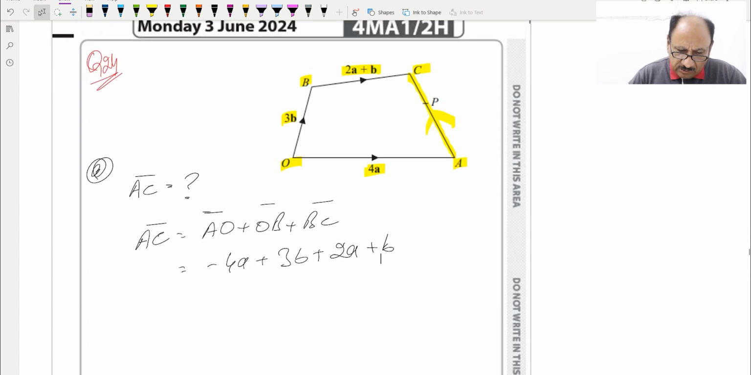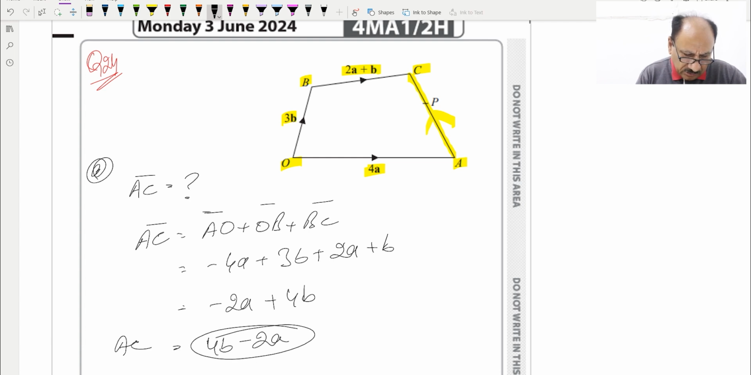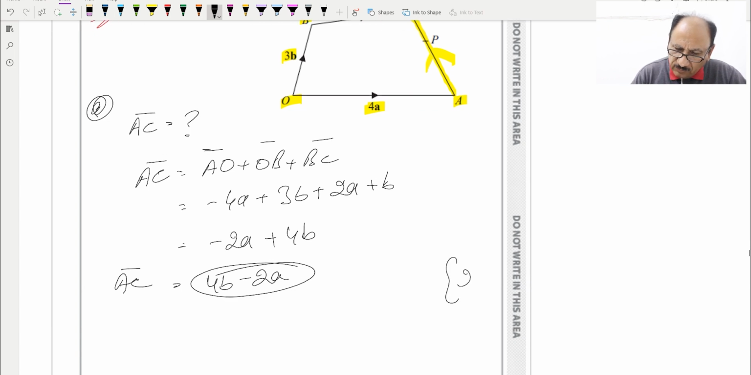And this one we can simplify. This will be equal to minus 4A plus 2A will be minus 2A, and 3B plus B will be 4B. So we can write 4B minus 2A. This will be our AC vector, which is for 2 marks. We are done with this part, which is the 2 marks part.